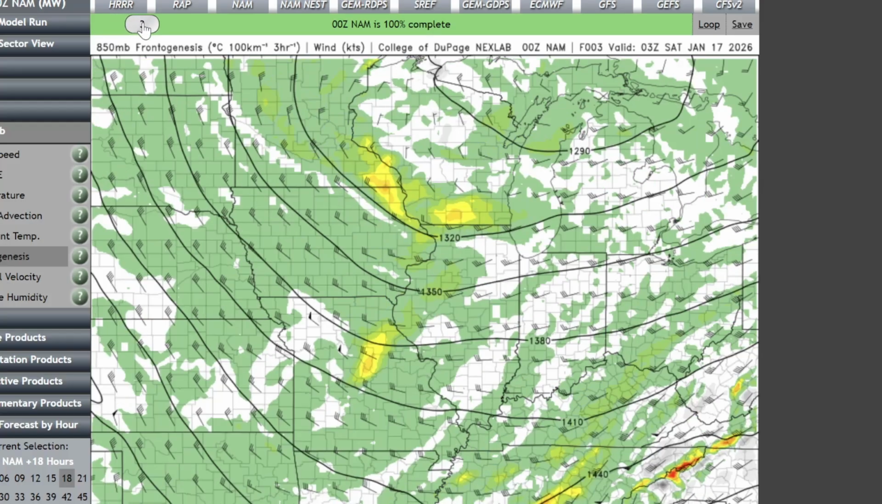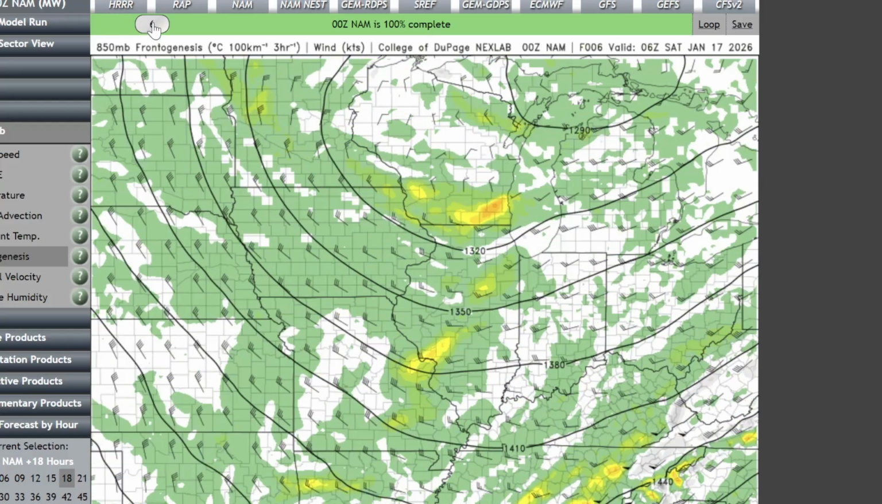Well, watch this. I'm going to take you here through time. This is midnight, late Friday night into early Saturday morning. You see that area perking up there, the yellows and the oranges right over the Milwaukee area? Well, that was what we call frontogenesis at 5,000 feet over our heads. So think of it like a little cold front, but above us at about 5,000 feet.